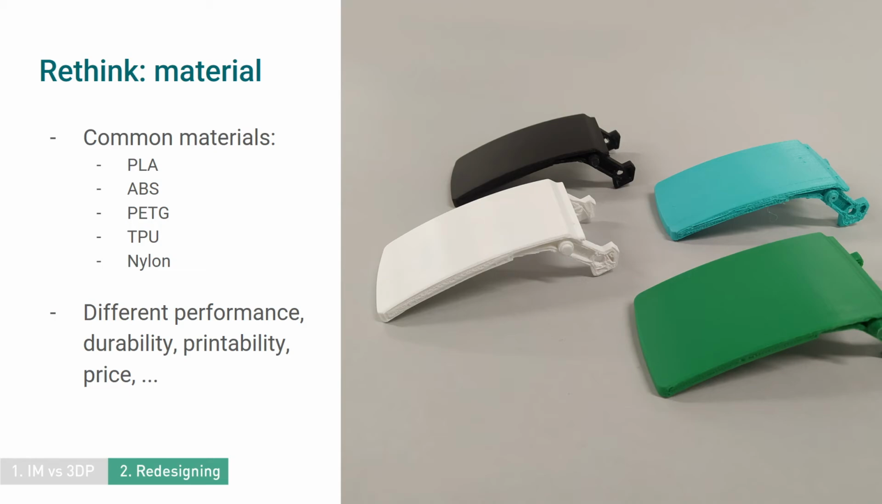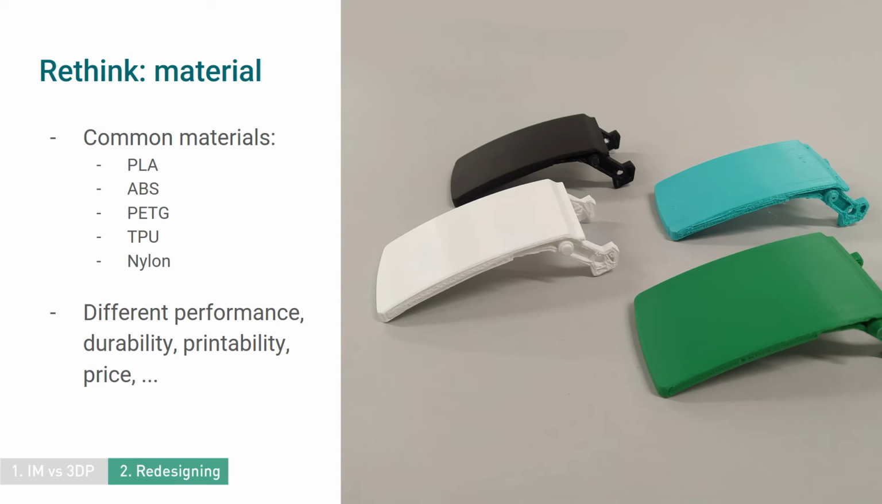So let's jump into rethinking. The first step of rethinking your design is to choose your material. During the analysis phase, you identify the performance requirements of your part and maybe even the original material. You will now have to choose a material that suits your part needs.